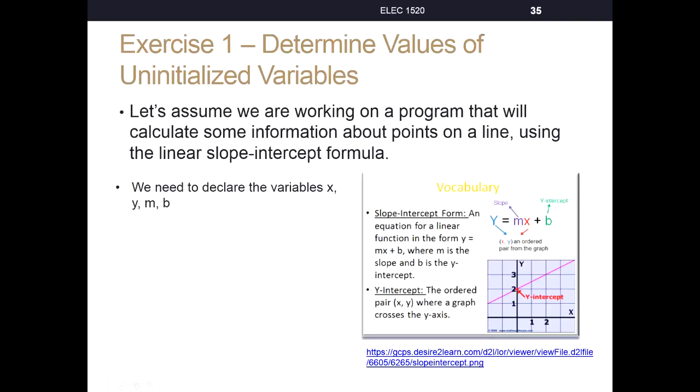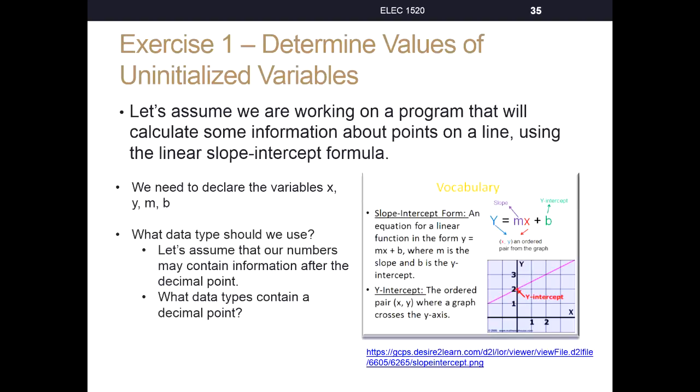Right? So for our program, we're going to need to declare 4 variables, x, y, m, and b. But what data type should we use for those? Well, in real numbers, we often have numbers to the right of the decimal point. We don't have integer numbers. So let's assume that we need some sort of floating point data. So let's see how we're going to create a C program and declare these variables.